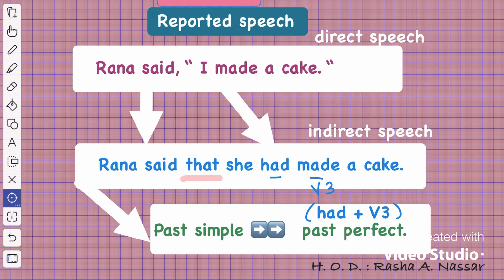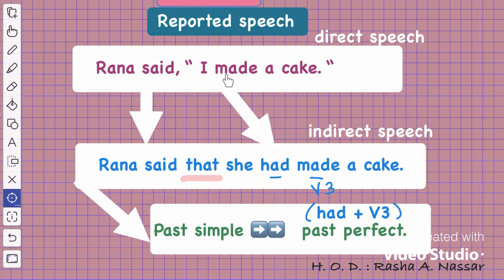Let's see how I can change this sentence into indirect speech. Rana said, I made a cake. But here she didn't say I have made a cake or I am making a cake. No, she said I made a cake. So this is in the past. So how can I change this verb into indirect speech?